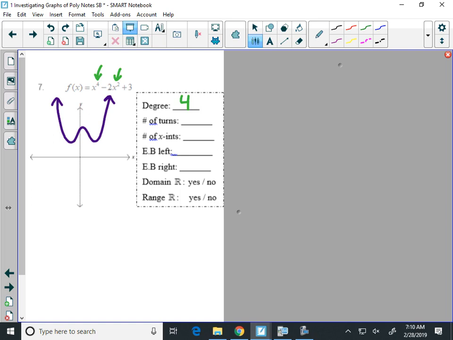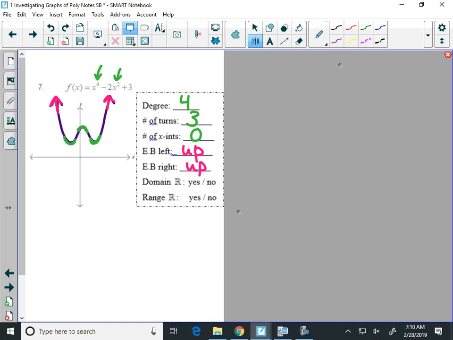The turning points. Let's see how many times we turn. Looks like I turn here once, twice, and 3 times. So this polynomial has 3 turns. There are actually 0 x-intercepts on this graph, so I'll put a 0. The end behavior on the left, the arrow is going up, and the arrow is going up on the right.